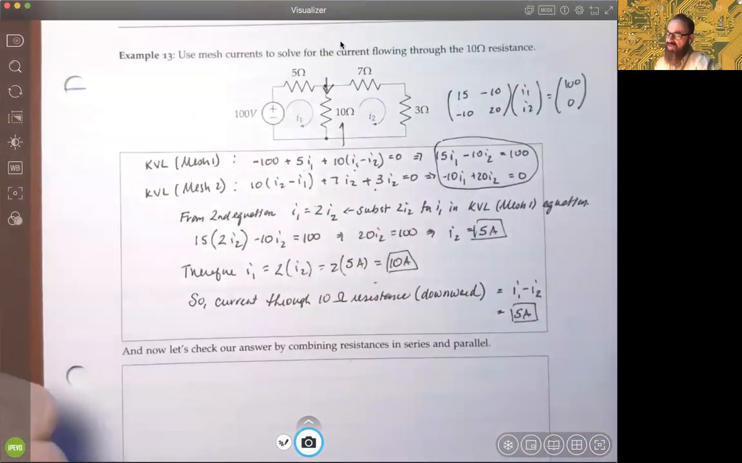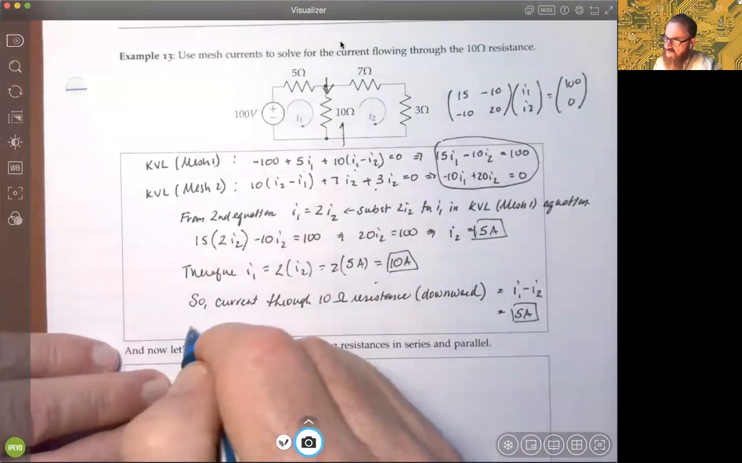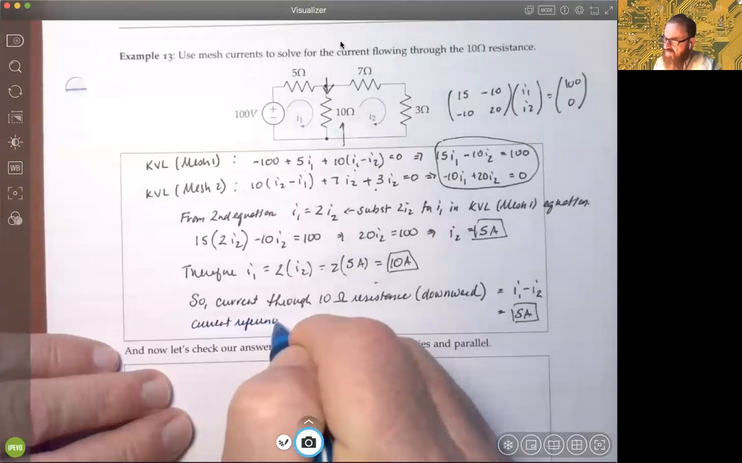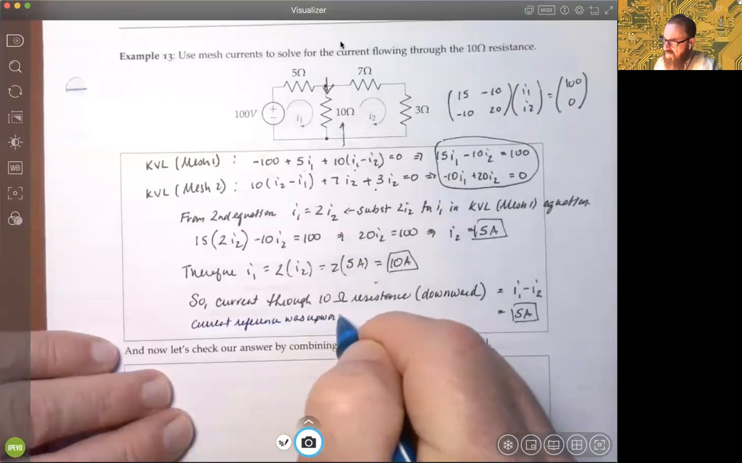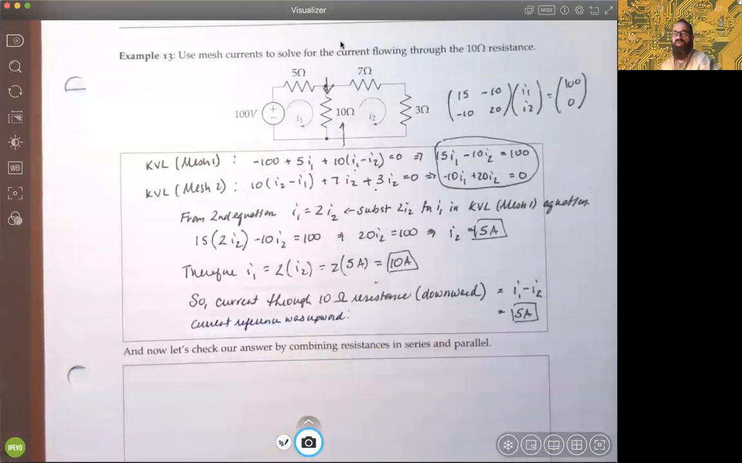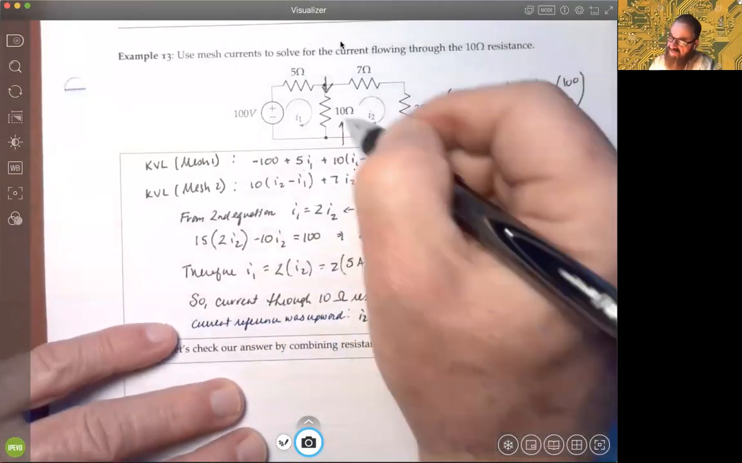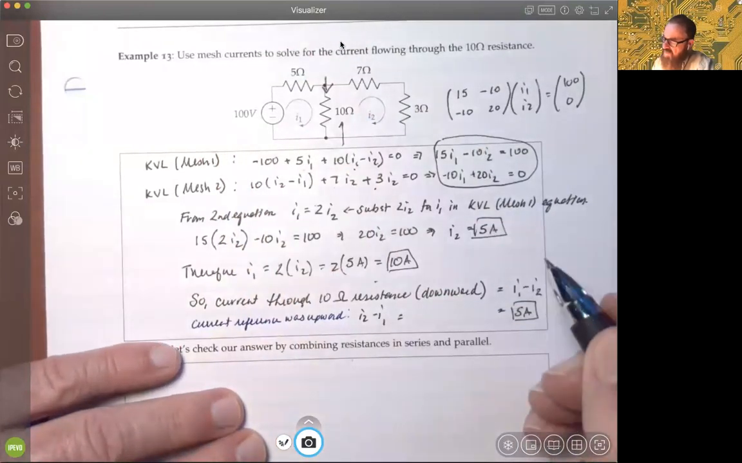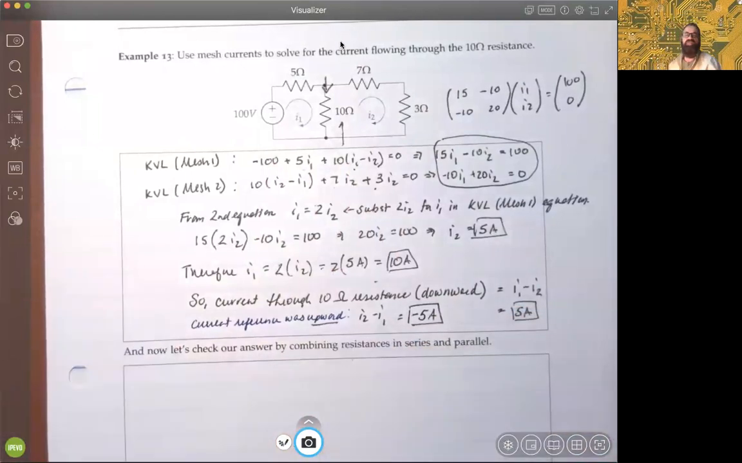Now, for example, if the current reference for the 10 ohm resistance was upward, okay, then what would it be? Well, then you would be using I2, right? It matches that direction, opposed by the other one, minus I1, okay? In that case, it would have been a minus 5 amps. But that was a different referencing. So it just depends on what the current reference is.